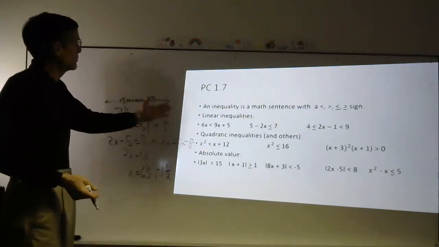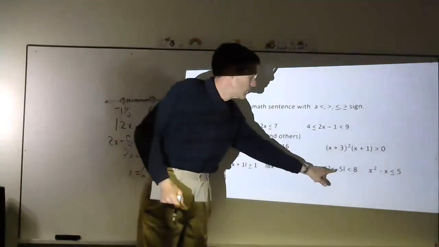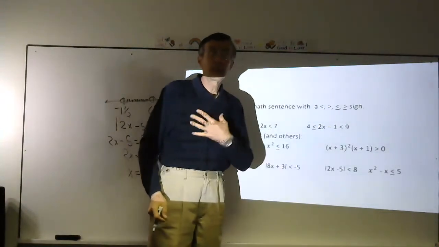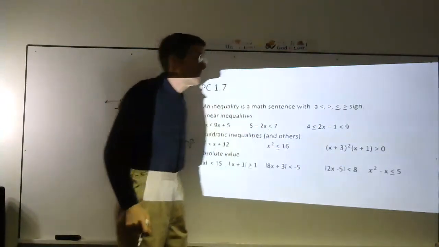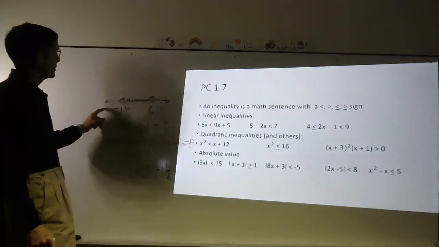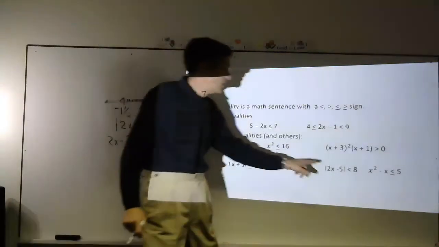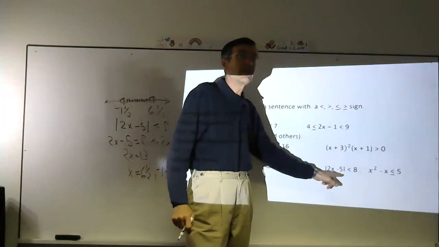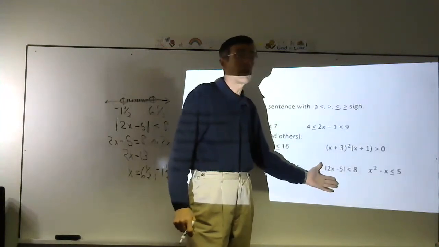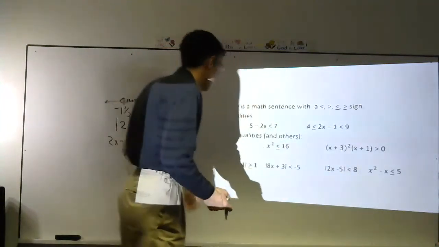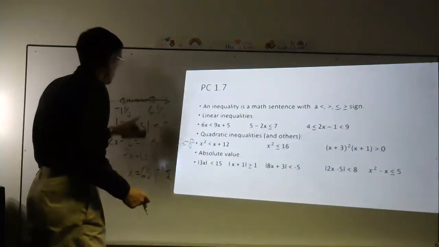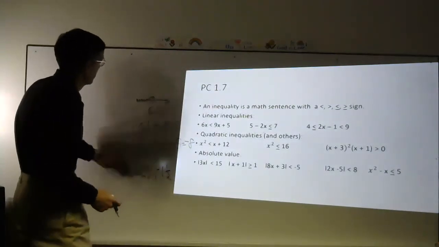Try a bigger number just for fun. 10. 20 minus 5 is 15. Absolute value is 15. No way. Doesn't work. Try a number down here on this side. How about negative 10? Negative 20 minus 5 is negative 25. Absolute value is 25. Doesn't work. Okay? Only answer is in between.